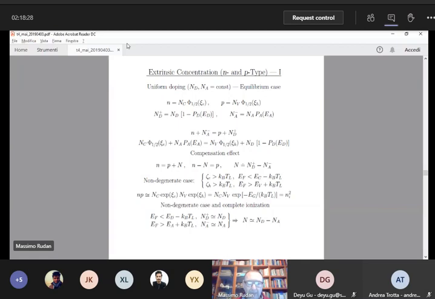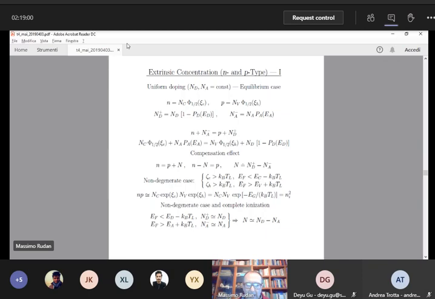Again, one should replace to each expression of the balance condition the corresponding expression in terms of the exponentials or the Fermi integrals, okay? And then calculate the position of the Fermi level, okay?